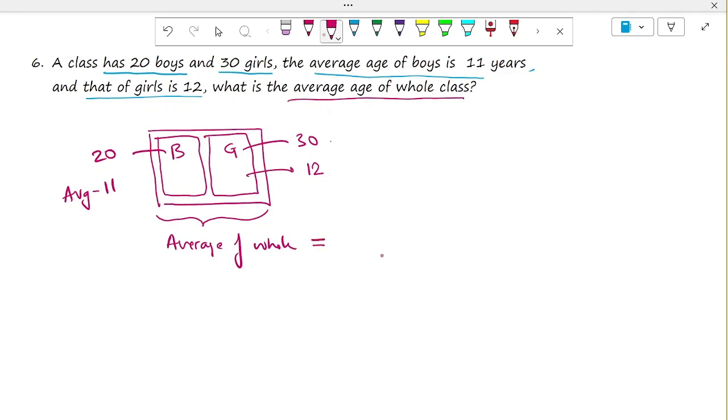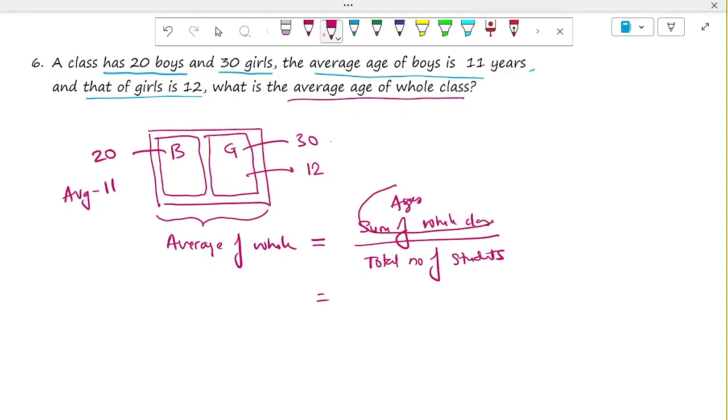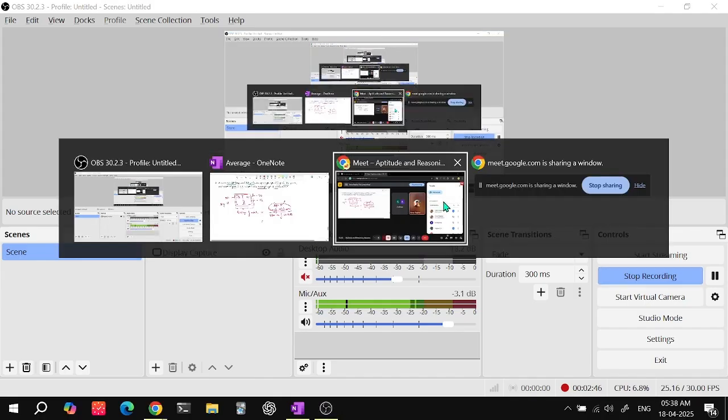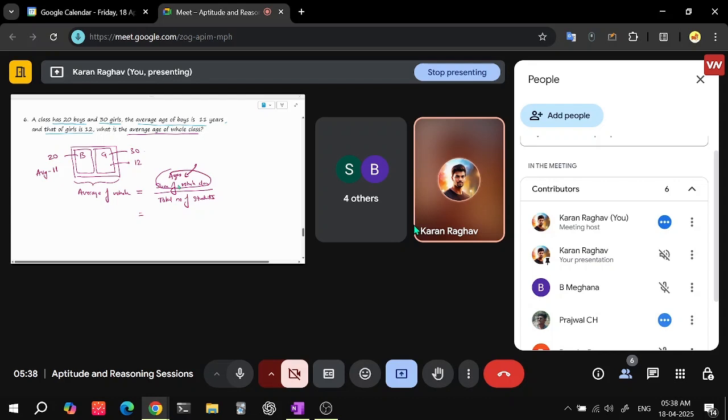What is the formula? Average of the whole class is equal to the sum of ages of the whole class divided by the total number of students. Right. Now try to solve this question. How will you find the total sum of ages of the whole class? You are given the average, okay, and you are given the number of students.